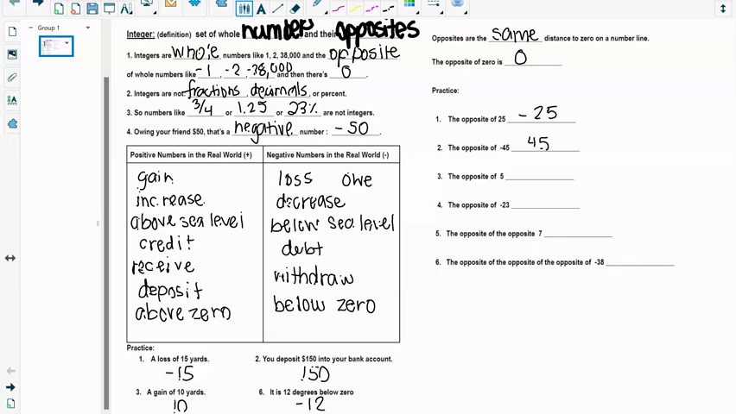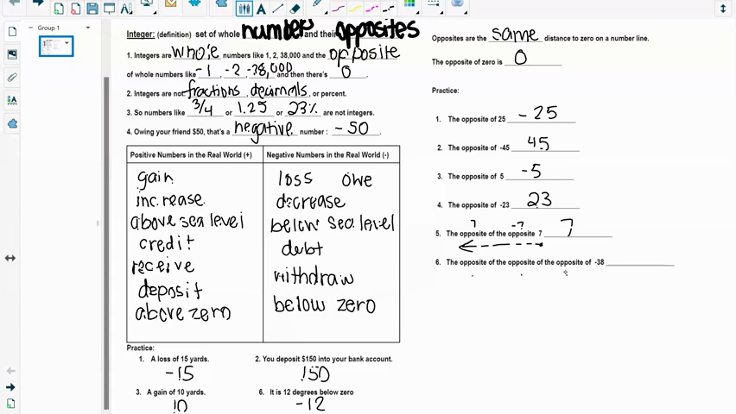Go ahead, pause the video, try these next 2 at least on your own, and then you can resume the video for the next ones if you'd like. The opposite of 5 and the opposite of negative 23. Now here we've got double opposites, so this is like double negatives. What I like to do is start at the end and work my way backwards. So we're starting at 7. The opposite of that is negative 7. The opposite of that would be 7. So my final answer would be 7.